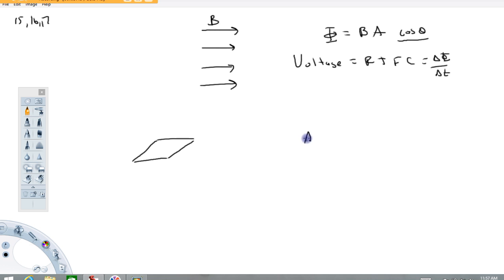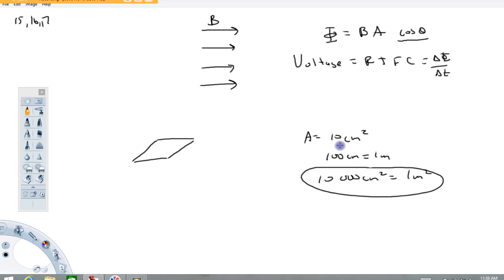Now, they've already given an area of 10 square centimeters. This needs to be converted to square meters. And remember that there's 100 centimeters in 1 meter. But when you square this conversion factor, you get 10,000 square centimeters in 1 square meter. So this is what you want to use as your conversion factor to convert this to meters.